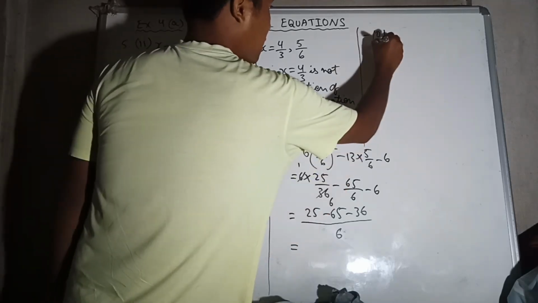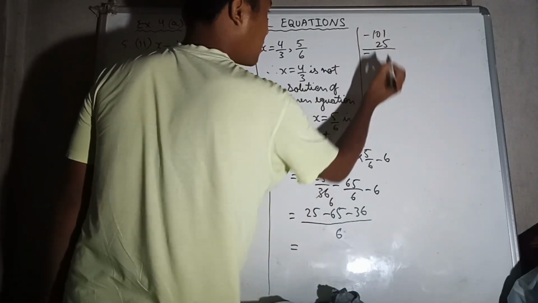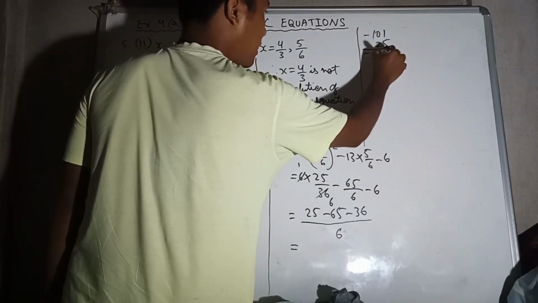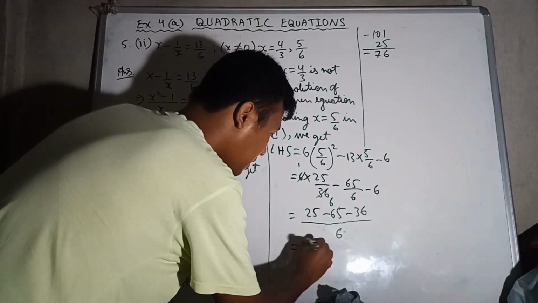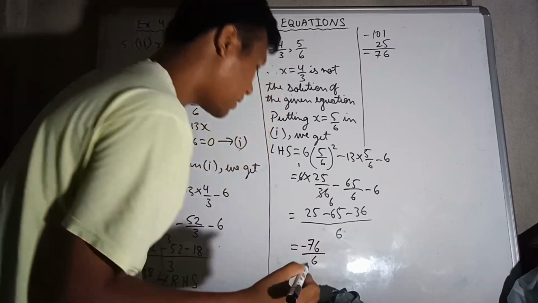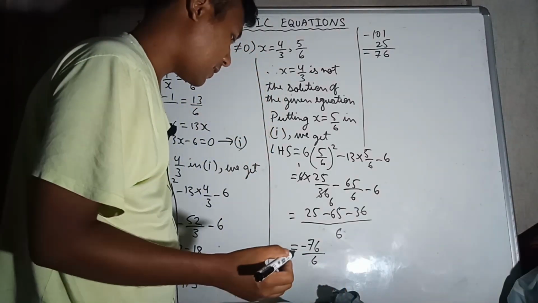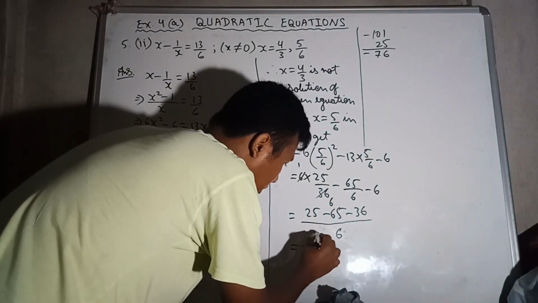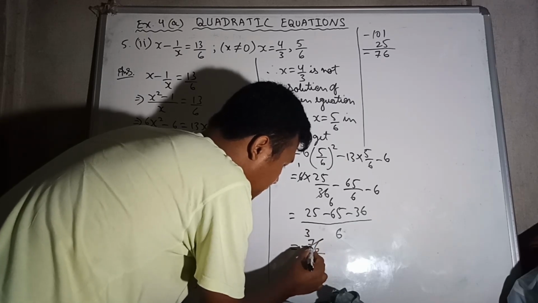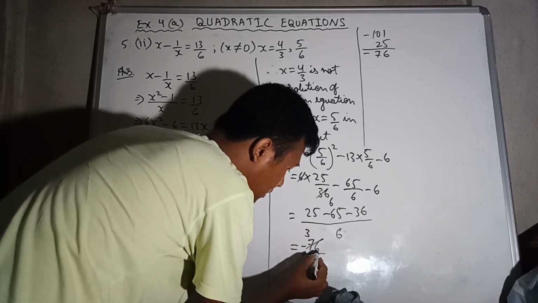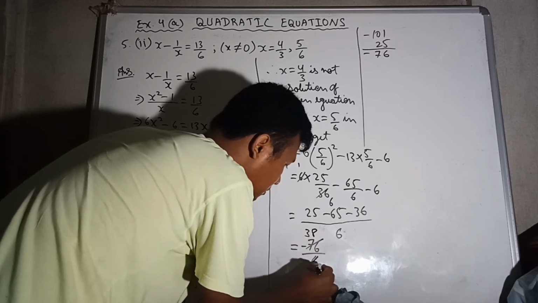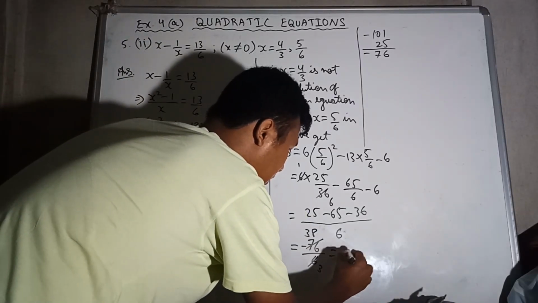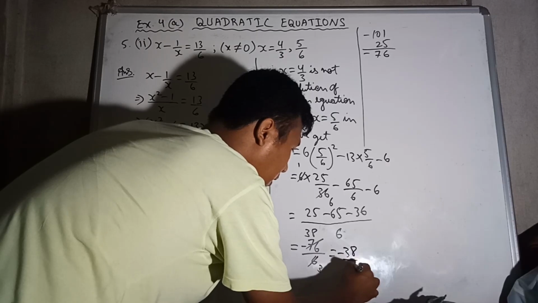Then 25 subtract: minus 76 by 6. Then cancel by 2: 76 by 6 becomes 38 by 3. So this is equal to minus 38 by 3.